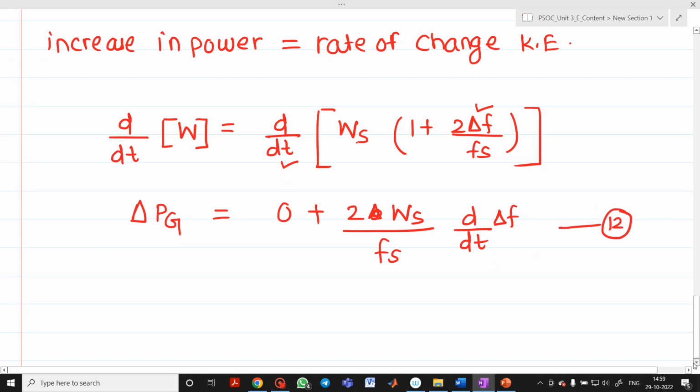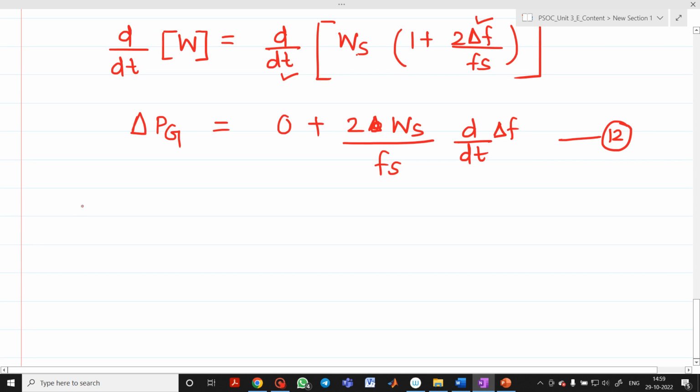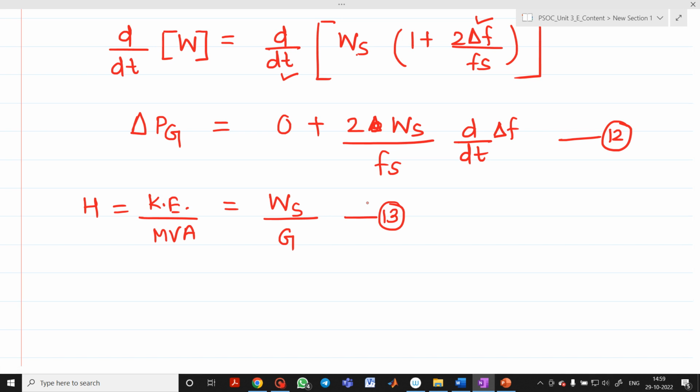Now we have already discussed in unit number 1: what is inertia constant H? Inertia constant H is equal to kinetic energy upon MVA, so here we can write it as Ws upon G. This will be equation number 13. The inertia constant is defined as the kinetic energy stored in the rotor per MVA capacity of the machine, where G is 1 per unit.